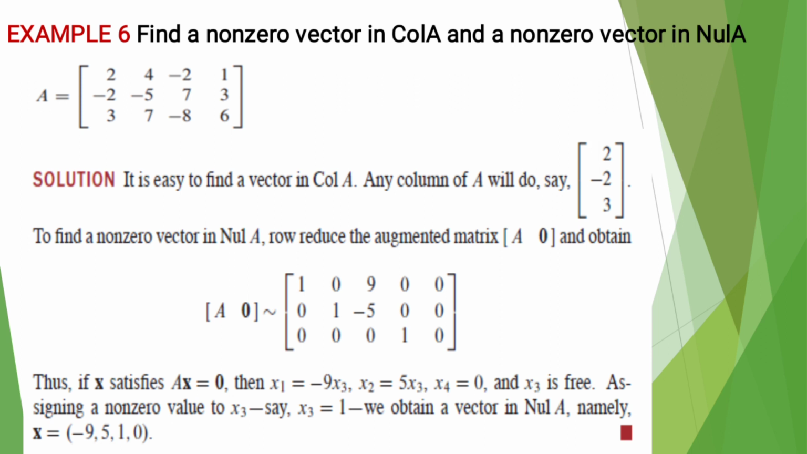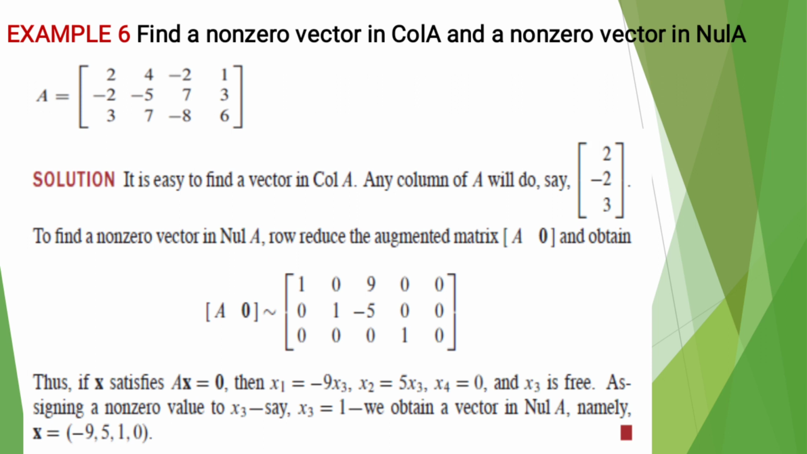Now the problem is to find a non-zero vector in Col A and a non-zero vector in Nul A. A non-zero vector in Col A: in the matrix A, every non-zero column is an element of Col A. So 2, minus 2, 3; 4, minus 5, 7; or minus 2, 7, minus 8; or 1, 3, 6.